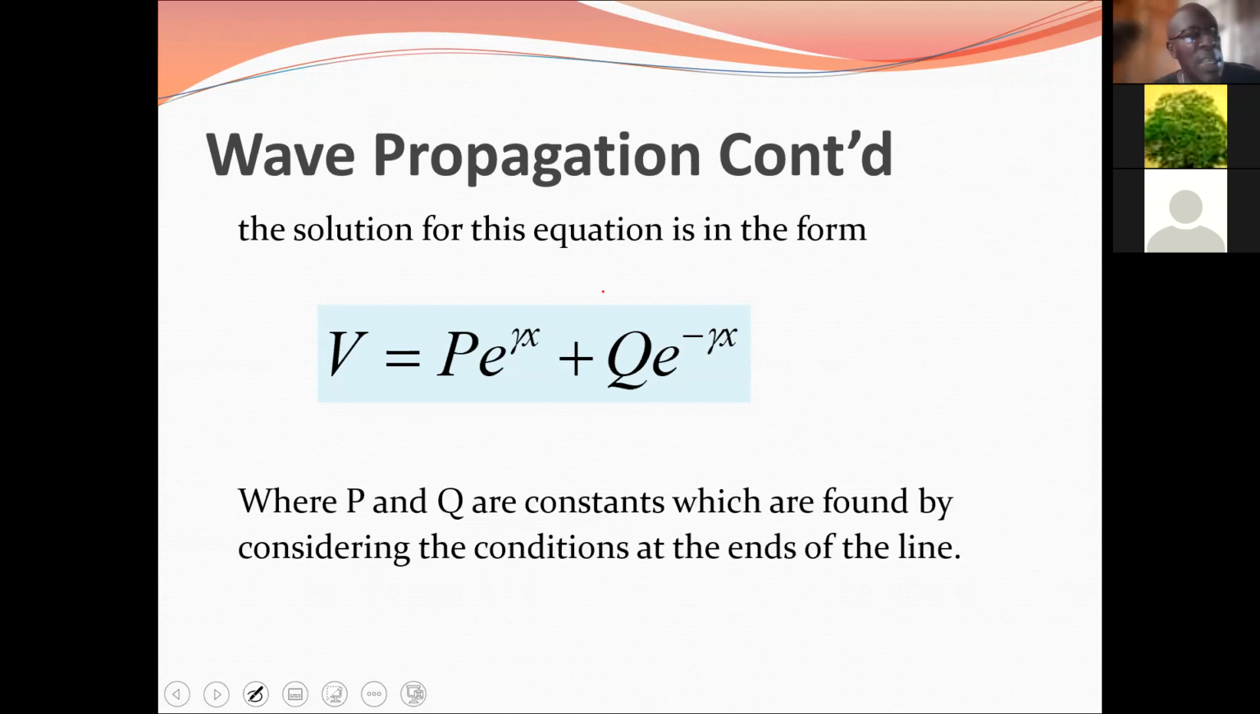Of course, this is something that you would have looked at in math. You'd have also touched a bit of it in networks too, yes? So P and Q are constants which are found by considering the conditions at the end of the line. Simply put, what we are saying is that P and Q will be based on the boundary conditions.